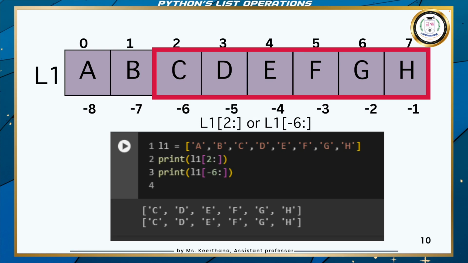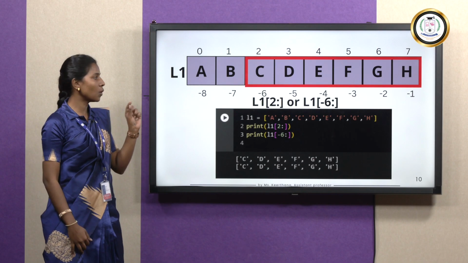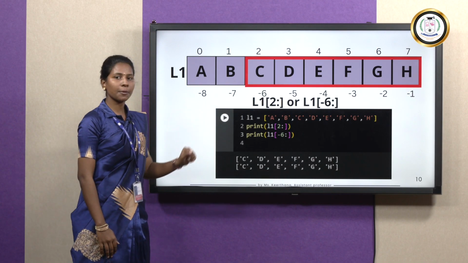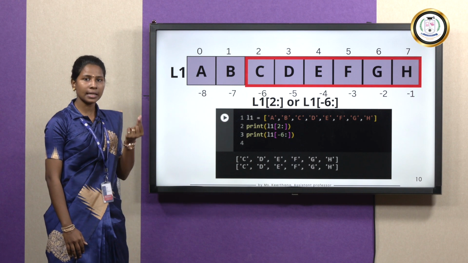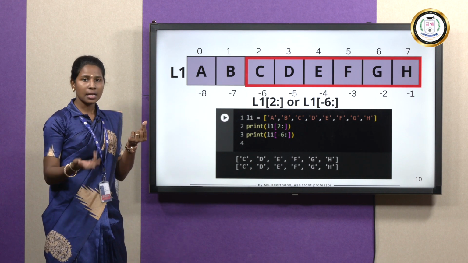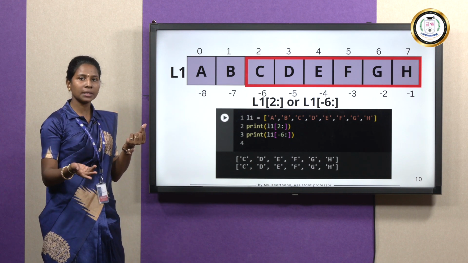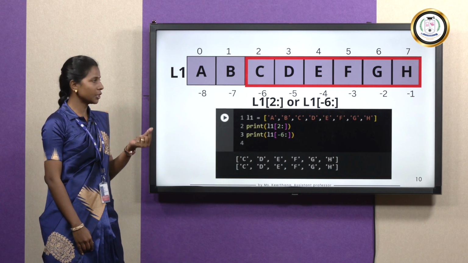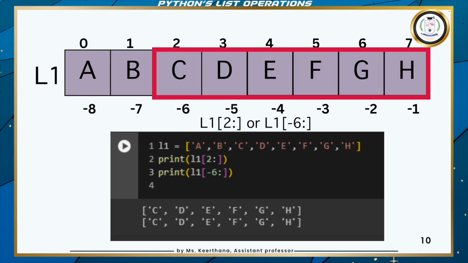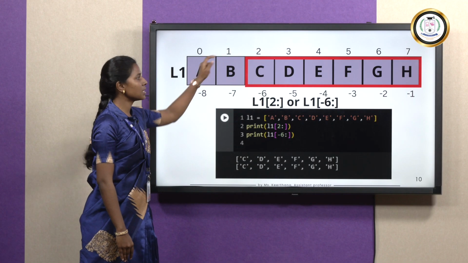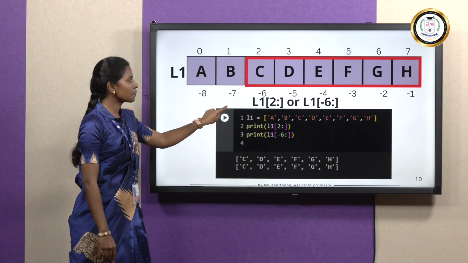The next type is if I want to start from a certain index, but after that I want the elements till the end. If I want to do so, I will be using this type of slicing. I will just mention the starting index and leave the end index as usual, because it is going to be the default value, that is the length of the particular list. So, I want the values from C till the end of the list. So, I am going to start from C, using the index of C. Here if you see, the index of C is 2 and the negative index of C is -6.